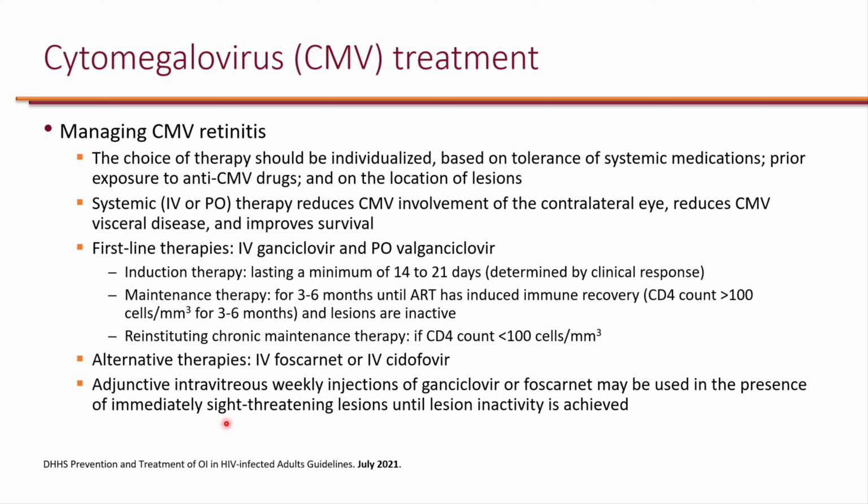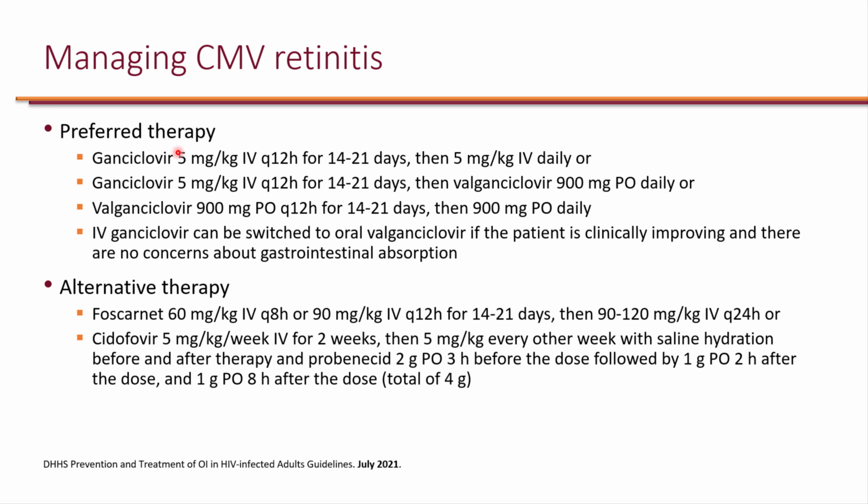Now, for patients who have sight-threatening lesions, in addition to systemic therapy, it's recommended to also add adjunctive intravitreous weekly injections of either ganciclovir or foscarnet in order to achieve adequate concentrations of the drug in the eyes. So these are the possibilities.